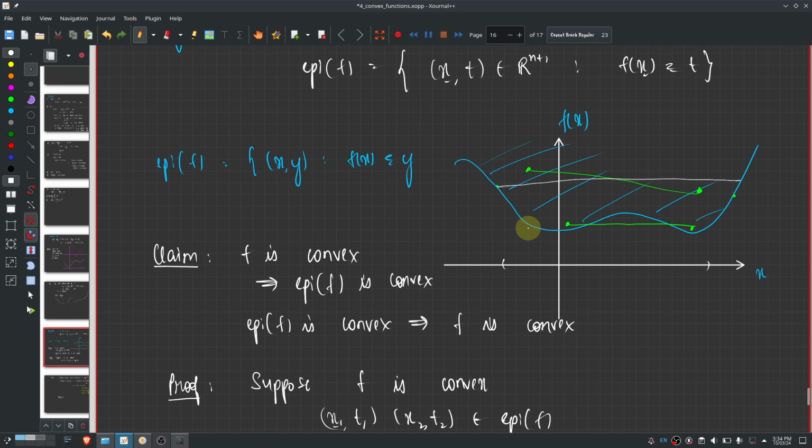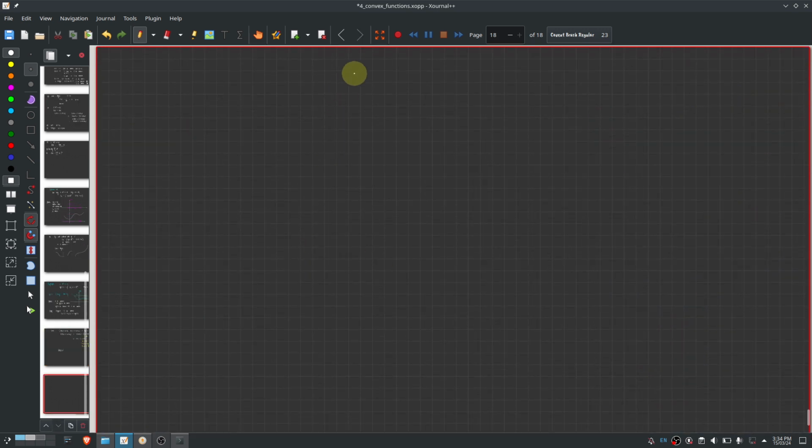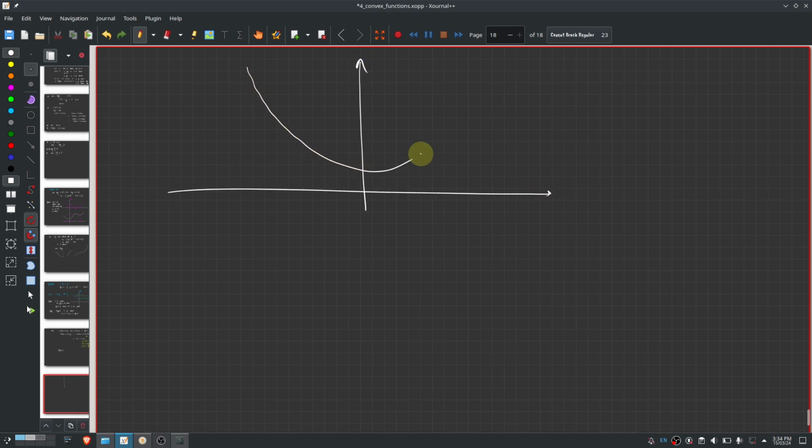Correct. So the epigraph is always the set of all points above the curve. A slight modification in the definition of the sublevel set would give you the epigraph. That's what I'm trying to say.